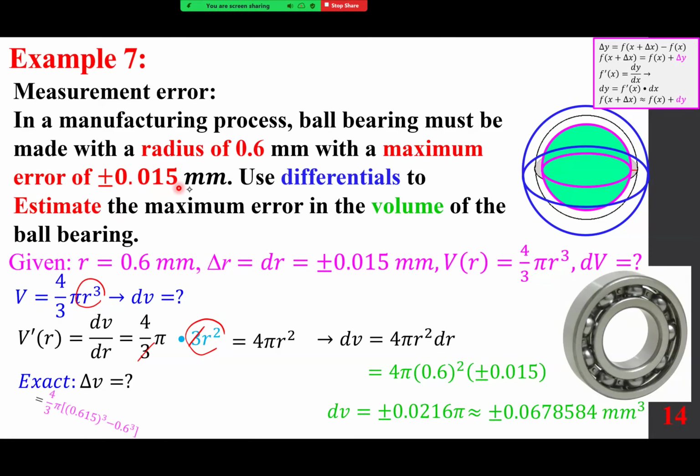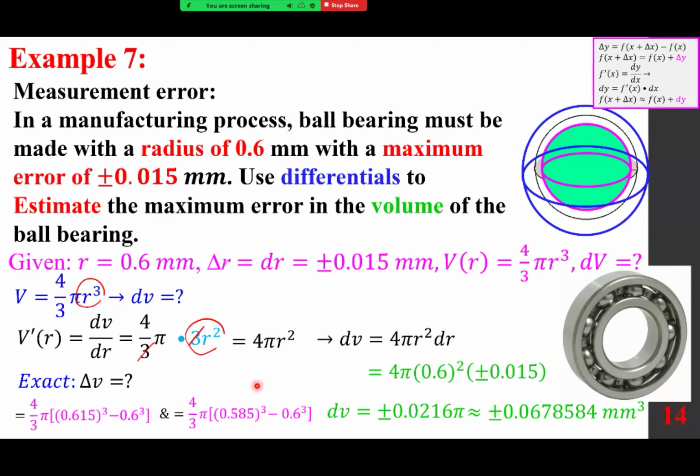In other words, for the upper limit, 0.615, we've added 0.015, the plus sign, cube it minus 0.6 cubed. For the bottom one, 0.6 minus 0.015 gives us 0.585, cube it minus 0.6 cubed. By the way, notice I have factored out the 4/3 pi. I haven't finished the calculation, but I wanted to show you. Here's the exact answer. We found the approximation here.